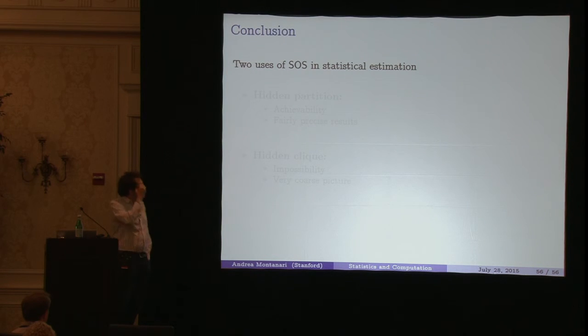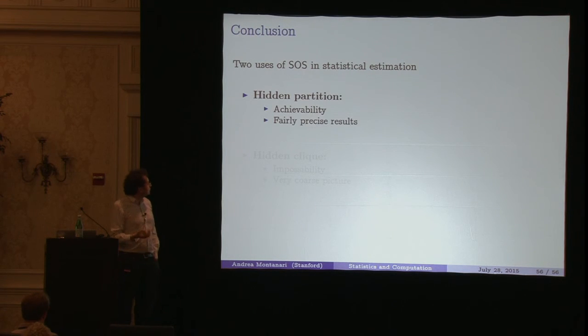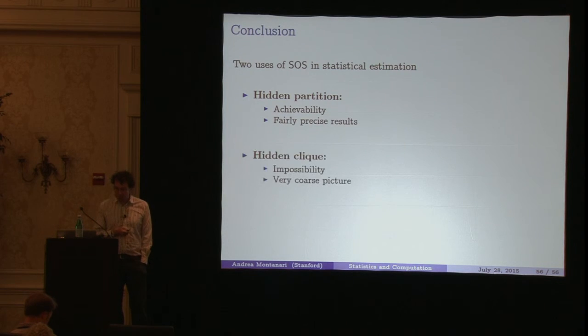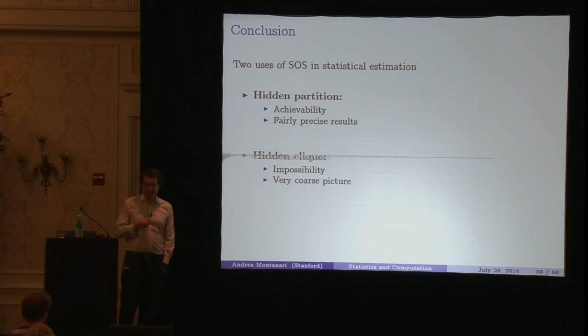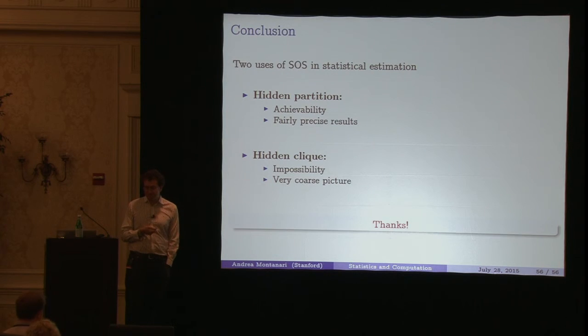Okay, so I tried to convince you that SOS is an interesting tool for statistical problems. We looked at it in the hidden partition, and there we got an achievability result, and a fairly precise result. We still have a factor 2, but hopefully it can be improved. In the hidden clique, we used it to prove a lower bound, and still the picture is very coarse there. It seems a much more challenging problem.